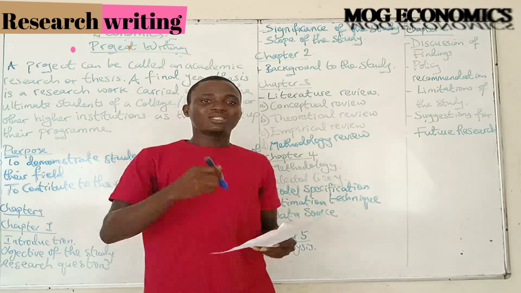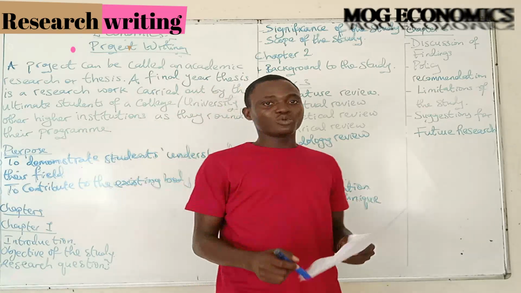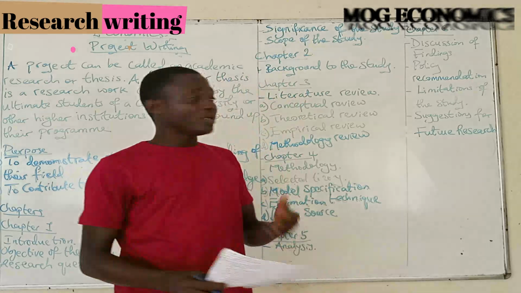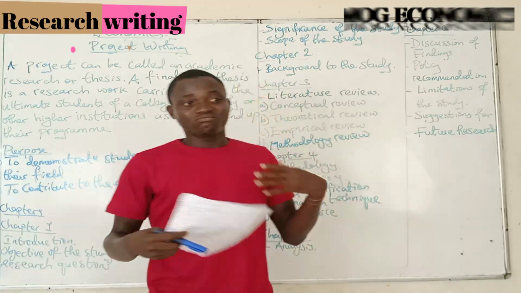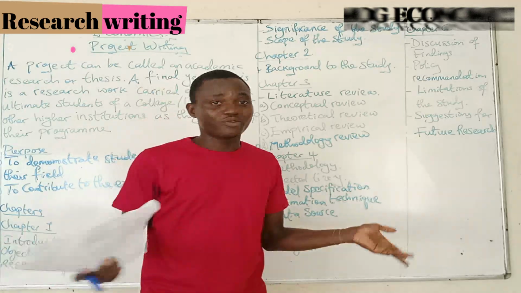Right, so what happened? You have to recommend policies based on the variables in your model. So your policy recommendations might be 3, 4, or 5. But for me, 3, 4, 5 is okay.